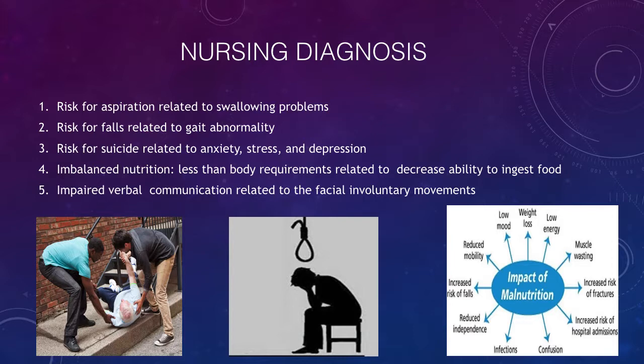Now I'm going to talk about some of the nursing diagnosis for the patient. The first nursing diagnosis is the risk for aspiration. This is related to the swallowing problem. So what the nurse can do is to keep the suction equipment at the bedside. The nurse can elevate the head of the bed, turn the patient in side lying position, and most especially give the patient the time to chew or to swallow.